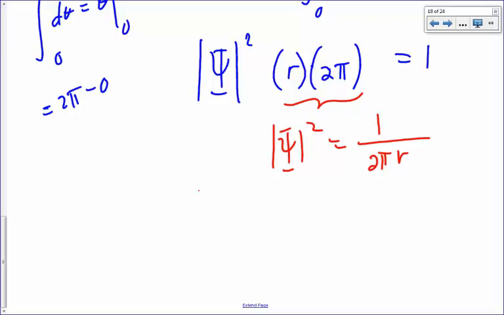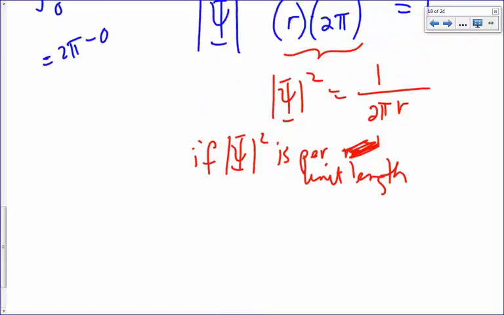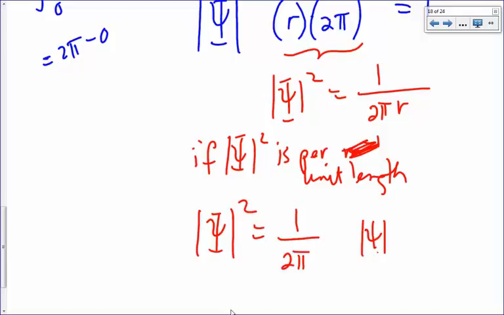Now, this is if psi squared is per unit length. But if psi squared is per radian, then you should be able to show that psi squared is just 1 over 2 pi. Or the absolute value of psi is 1 over the square root of 2 pi. Right. So that's constant.